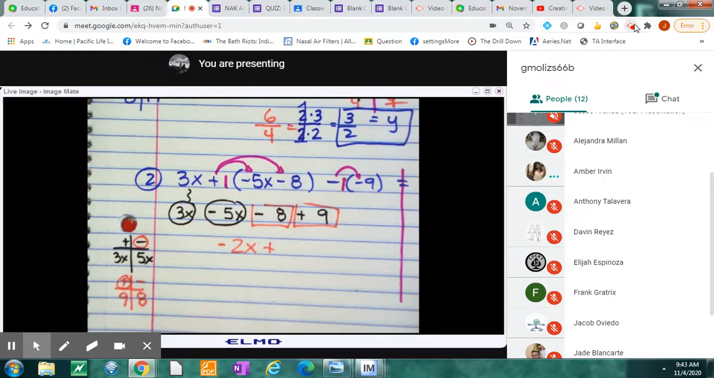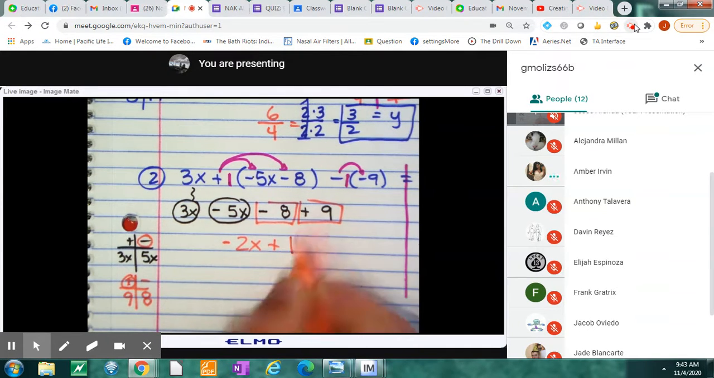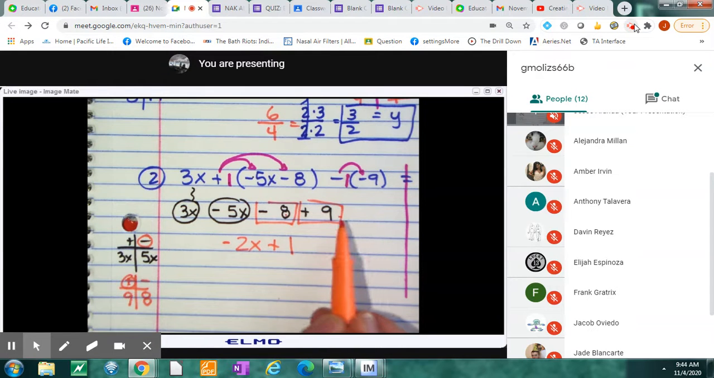Negative 1. Yeah, but remember, I circled the positive, so it's going to be positive 1. A lot of kids like to say, oh, 8 plus 9 is 17. No, it's negative 8 plus 9. A lot of kids do that. So don't be one of those kids, all right?